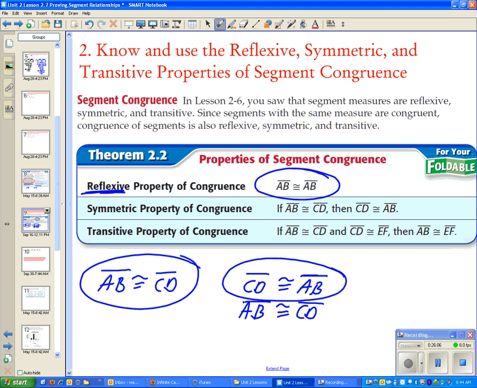All right, so reflexive, symmetric makes sense, right? Transitive makes sense for congruent segments as well. I mean, think about it. It has to work this way. If that segment's congruent to that one, and then CD is congruent to EF, doesn't the one we started with have to be congruent to the one we ended with? It's got to work that way. Okay? All right. Questions?